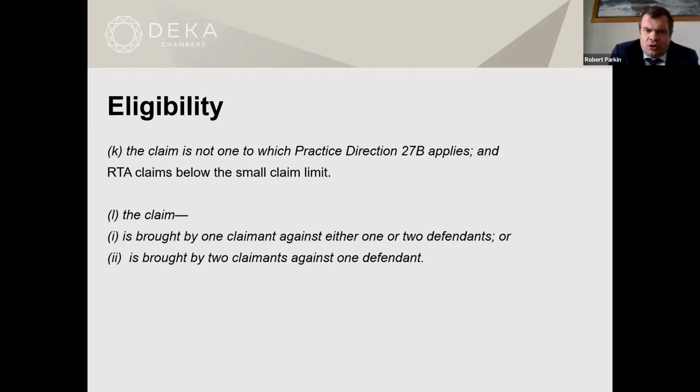The claim is not one to which the practice direction to Part 27b applies. Those are road traffic accident claims below the small claim limit. Can't use DCP for those. The claim has to be brought by one claimant against either one or two defendants, or brought by two claimants against one defendant. So a maximum of 3 parties, however distributed.